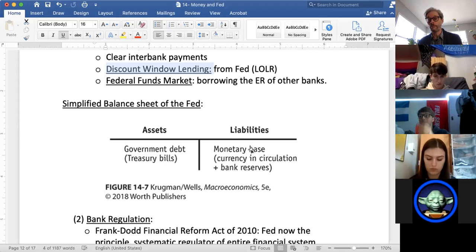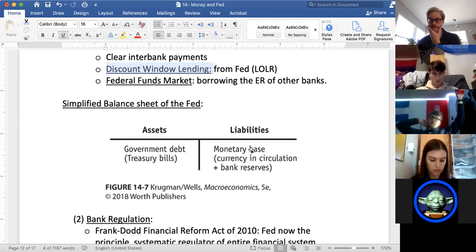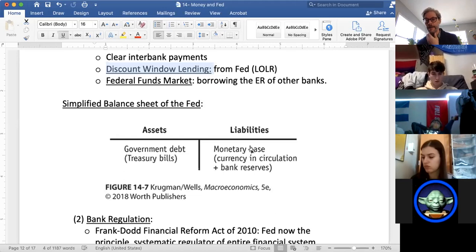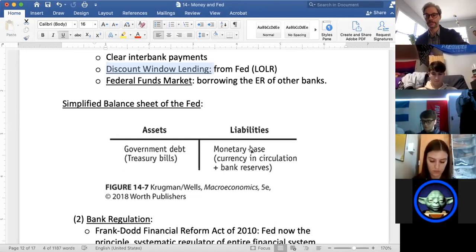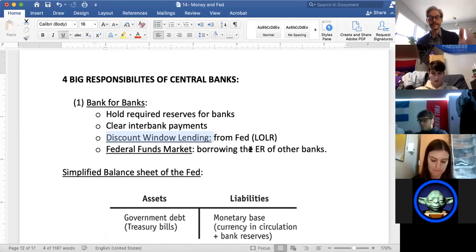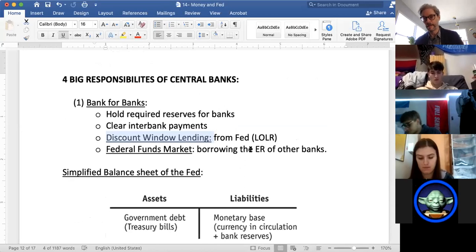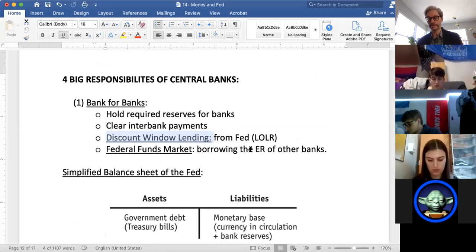And as we're going to talk about, what does the Fed do with this money? A lot of it they put in treasury bills, and I'll explain this in a little bit. Okay, so just file this balance sheet away for a moment, and we'll come back and try to explain this a little bit better. So that's the first big responsibility of a central bank, is that they essentially serve as a bank for banks.